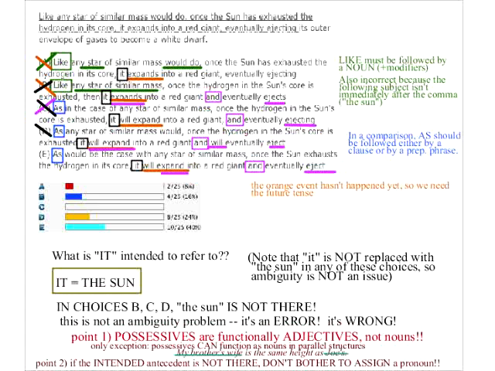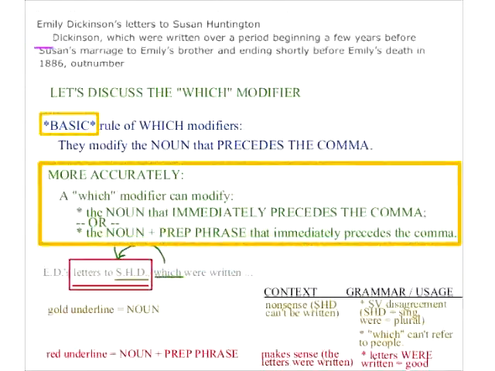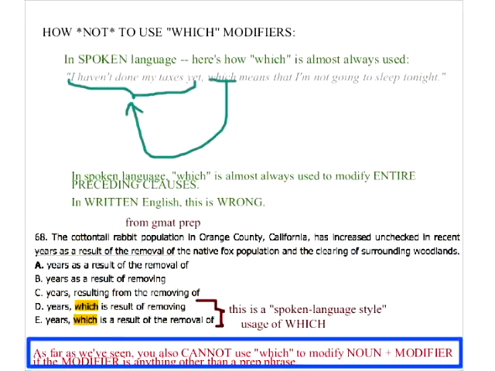Okay, we need to wrap it up. Remember, next time we are going to go to the rest of coordinate geometry, data sufficiency, and so on and so forth. Brief wrap-up of what we've learned today about the "which" modifier. Remember that it can modify nouns that immediately precede the comma, which you knew, but it can also modify noun plus prep phrases. But you should not use the "which" modifier the way that people talk. You should not use it to modify entire clauses or whole ideas.